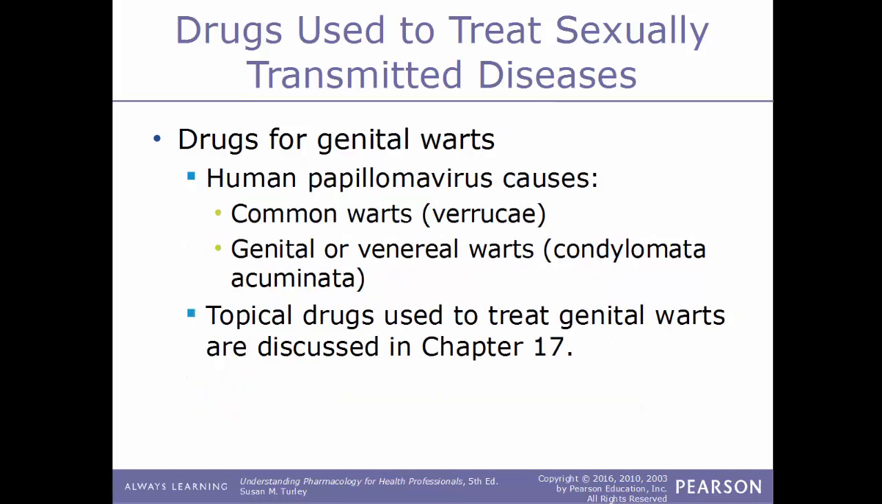Another example of a sexually transmitted disease is genital warts. This is caused by HPV, human papillomavirus. This is the same virus that will cause common warts, and also genital and venereal warts. The topical drugs that are used to treat genital warts will be discussed in more detail in a future video with chapter number 17.